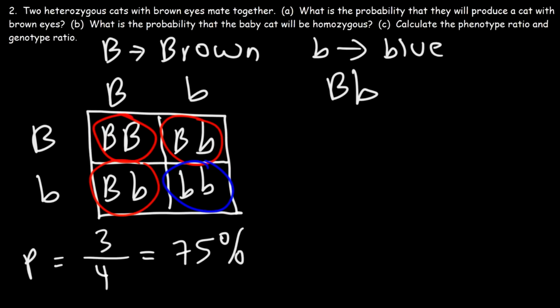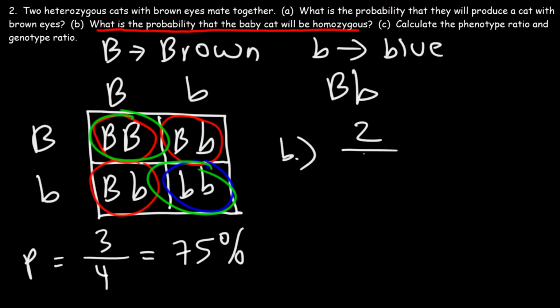Now part B, what is the probability that the baby cat will be homozygous? So out of all the traits listed here, which one is homozygous? So homozygous means that they have the same letters. In this case, it's big B and big B, that's homozygous, or little b with little b. So for part B, there's going to be 2 cats out of a total of 4 with a homozygous genotype. So that's 50%.